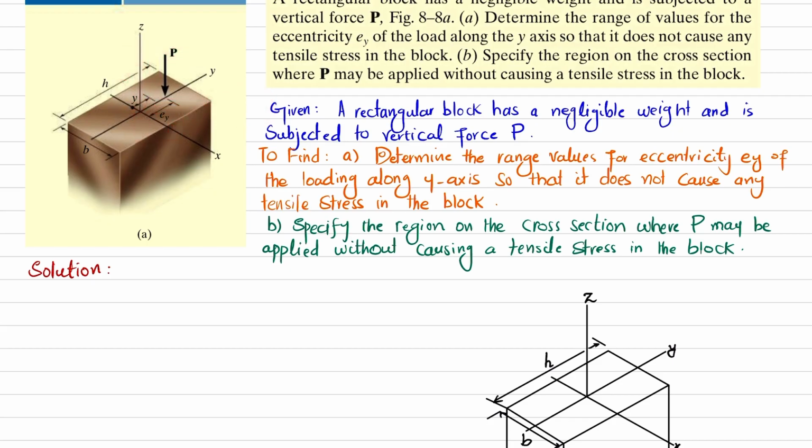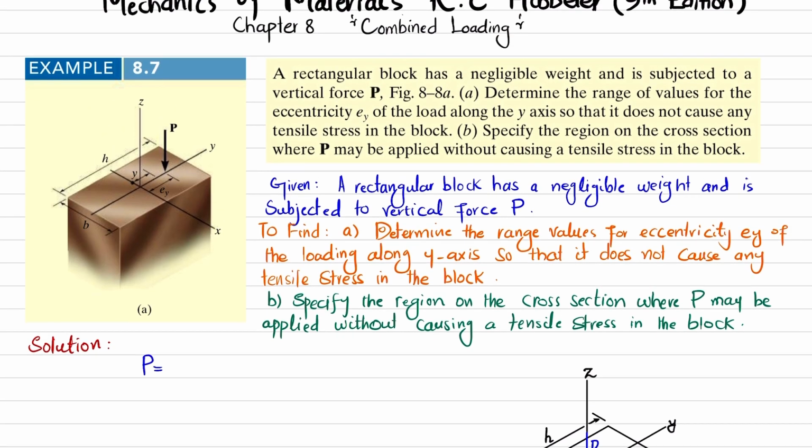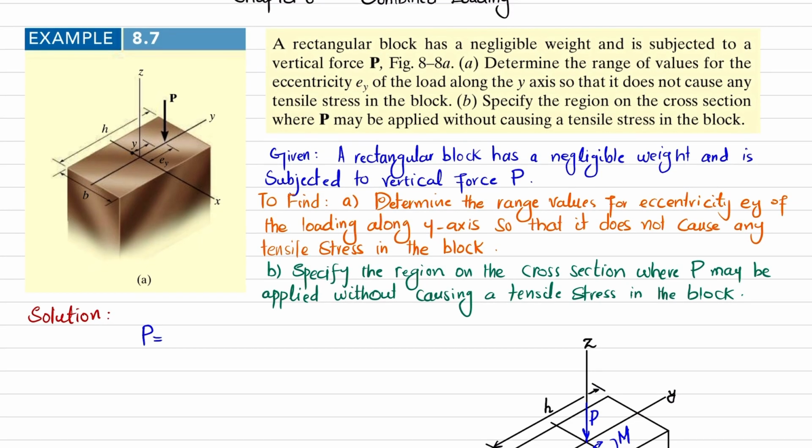So we will do it. We will move this load in this z direction. Let me choose another color. So let this load be downward, equal to P, and you will have a clockwise moment M in this direction. So this P is the load and this moment M will be equal to P multiplied by ey. Clear? And that will be a clockwise moment.